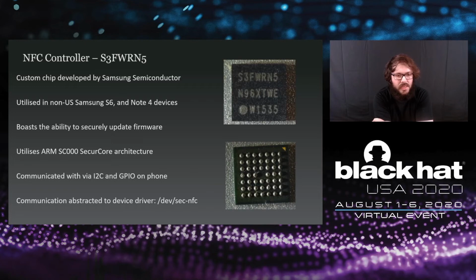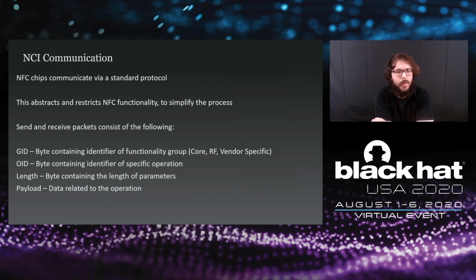It was found to use an ARM SC000 secure core architecture, which is an embedded ARM architecture used for secure applications, and is communicated with on the phone via custom device drivers which communicate with the I2C and GPIO interfaces of the device. NCI communication, which is how NFC chips are communicated with via host devices, is quite a simple protocol. Essentially, you have a group ID, operation ID, length and payload, which are used in conjunction to configure certain settings or to read certain data from the device in order to configure specific NFC functionality. While this does make NFC quite simple, it also restricts it quite heavily.